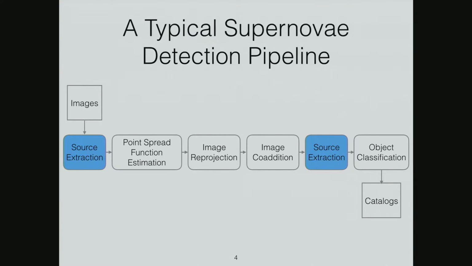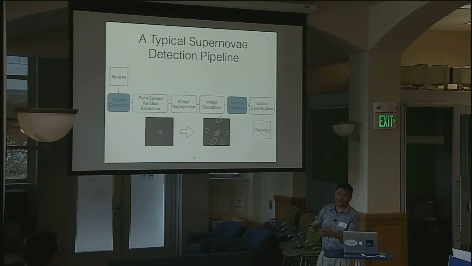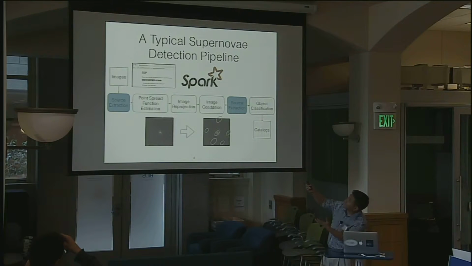Given a typical supernova detection pipeline, we usually take images, extract sources, estimate point spread functions, and then do reprojection, co-addition, and extraction again. And with classifications, we identify an astronomical object catalog. Visually, for source extraction specifically, we're taking images as input and outputting a list of astronomy objects with a bunch of statistical parameters. We're combining the SEP library, the source extraction Python library, which is authored by Kal Barbary, my fellow, and we built Spark and put them all together. And as a computer scientist, I show we're running faster.